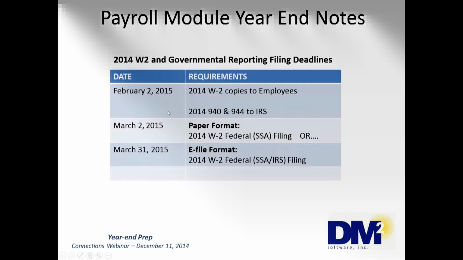But I wanted to point out this, if you are filing paper formats, so if you opt not to use an e-file format, then you will need to make sure that by the 2nd of March you have your W-2 filing done to the federal government. Or if you're using the e-file format, it's going to go out from Atrix on March 31st.